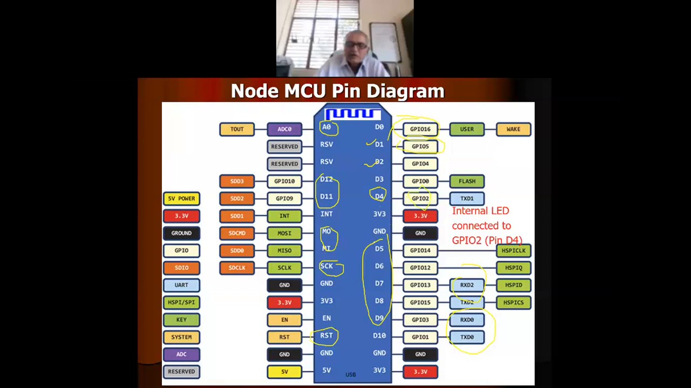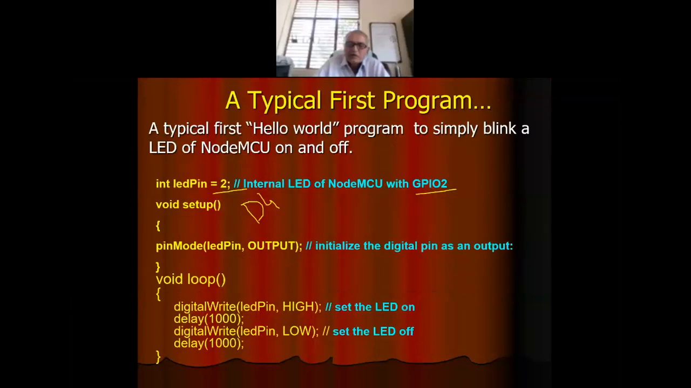So this 2 is nothing but GPIO2, but you have to look at the pin diagram where GPIO2 is available. GPIO2 is available at D4, so the internal LED is connected with the D4 pin. Then pinMode: the LED is an output device, so we are declaring this as an output. And then this is simply a blinking program. We are just making the LED on and off with a certain delay between on and off. That's a very simple program.